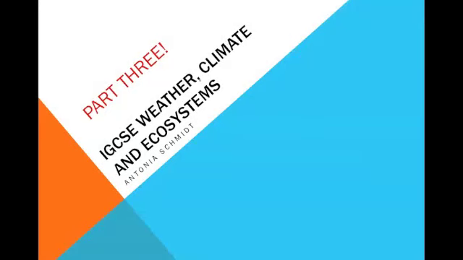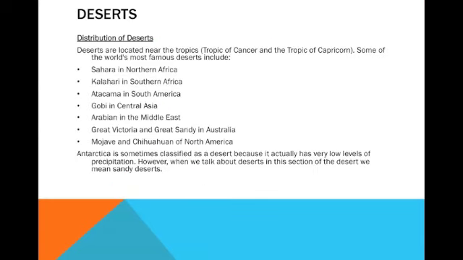So, part 3 of IGCSE Weather, Climate, and Ecosystems. Deserts. The distribution of deserts. Deserts are located near the tropics, so the Tropic of Cancer and the Tropic of Capricorn. Well, Capricorn. Pronounce it like you want to, I don't know.